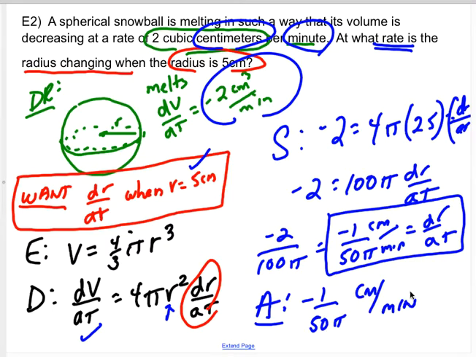Now you'll notice here they didn't say, if they had said something like at what rate is the radius shrinking, then I would not have needed the negative, because the word shrinking or decreasing would have covered the negative. But here they asked the rate at which it's changing, and it is changing at a negative rate because it's getting smaller. All right, cool. Let's go ahead and do another one.